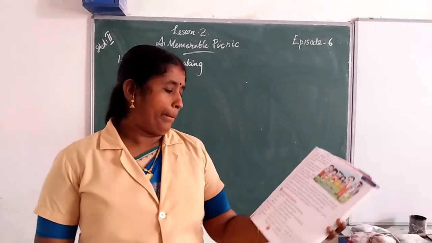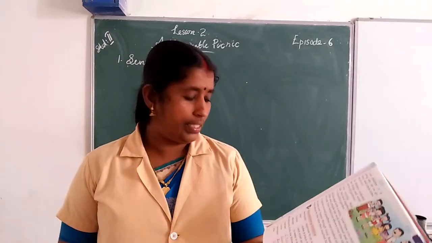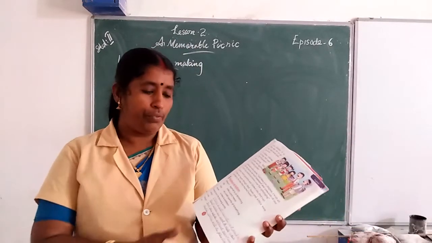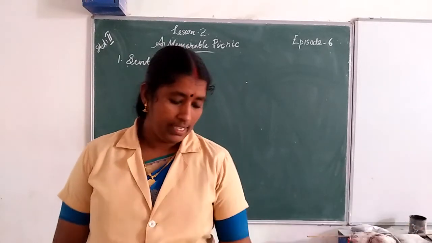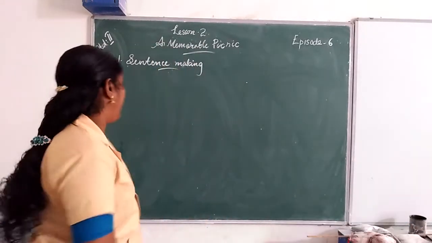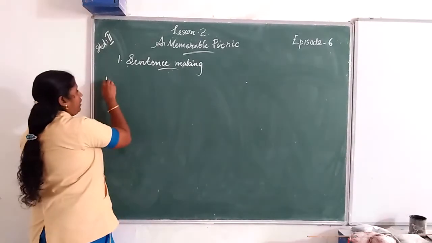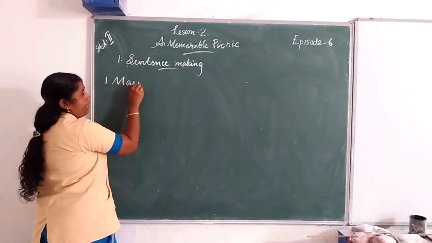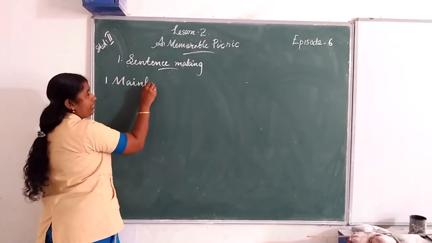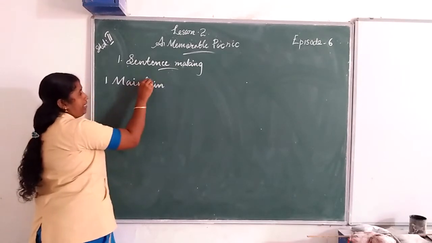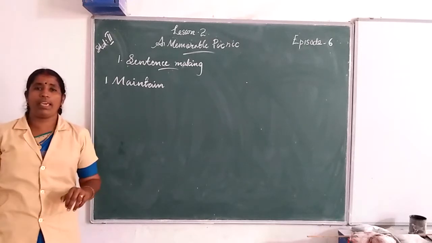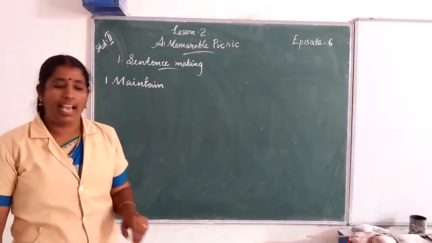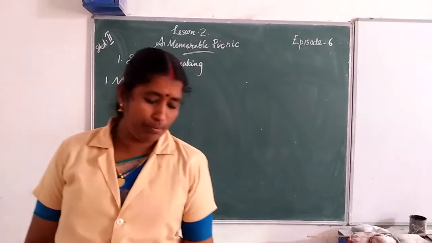Here, make sentences from the following words. There are 4 words and we should make sentences using these words. The first one is maintain. M-A-I-N-T-A-I-N. Maintain. How can we pronounce it? Maintain. What is the meaning of maintain?